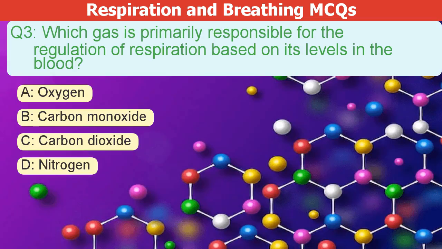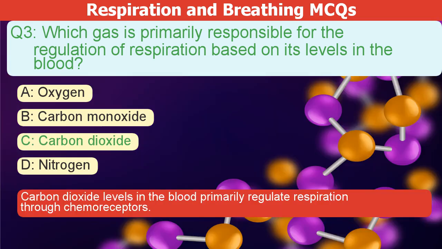Which gas is mainly responsible for controlling breathing based on its blood levels? A. Oxygen. B. Carbon monoxide. C. Carbon dioxide. D. Nitrogen. The correct answer is C. Carbon dioxide levels in the blood primarily regulate respiration through chemoreceptors.